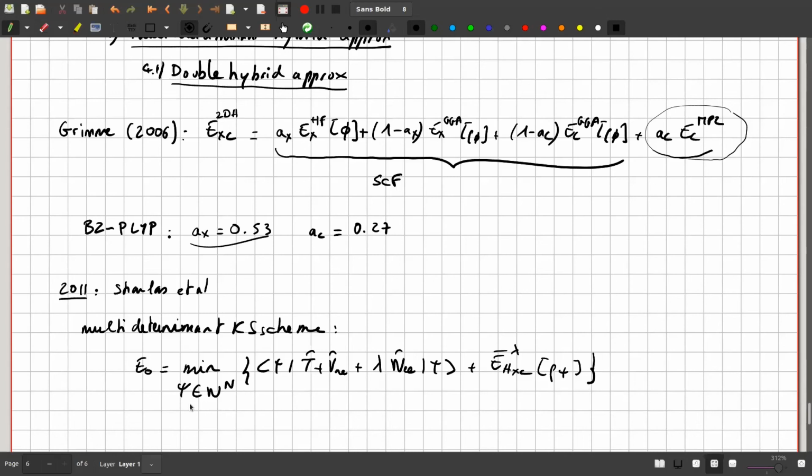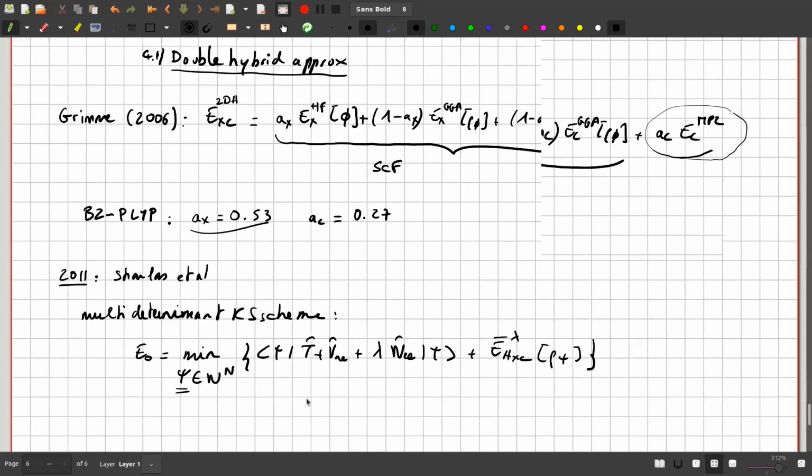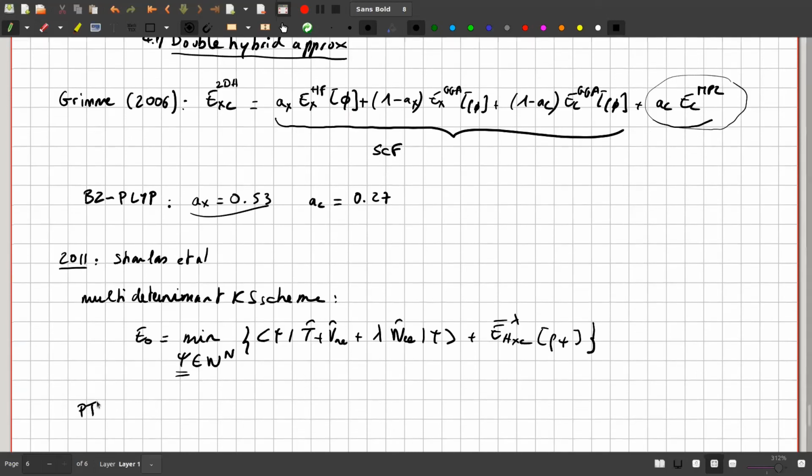But now you have a multi-determinant wave function. And if you use perturbation theory at second order within this expression, you can find what we have called a one-parameter double hybrid approximation, which has the following expression. You have the fraction of Hartree-Fock exchange, which is given by this lambda.